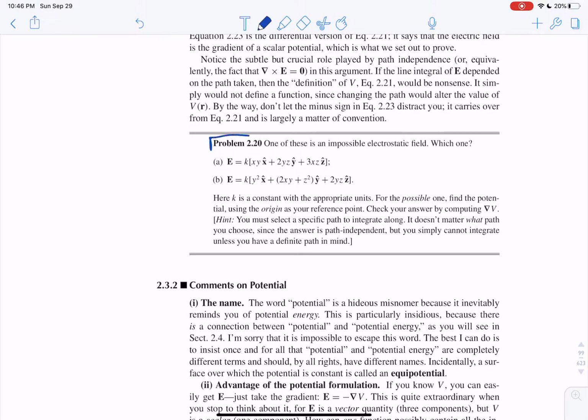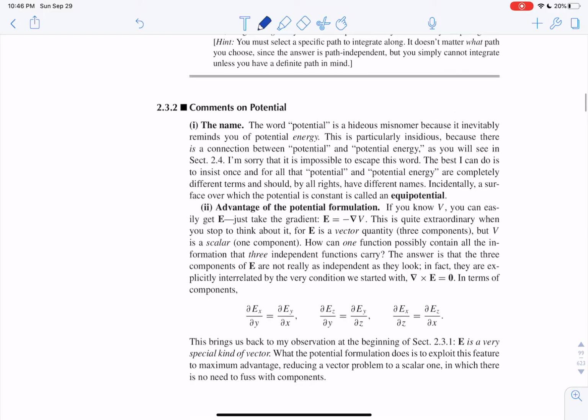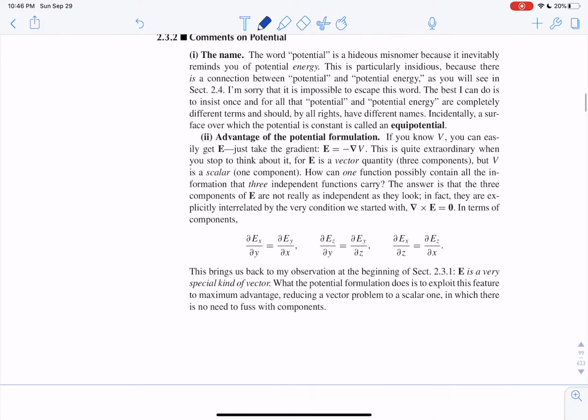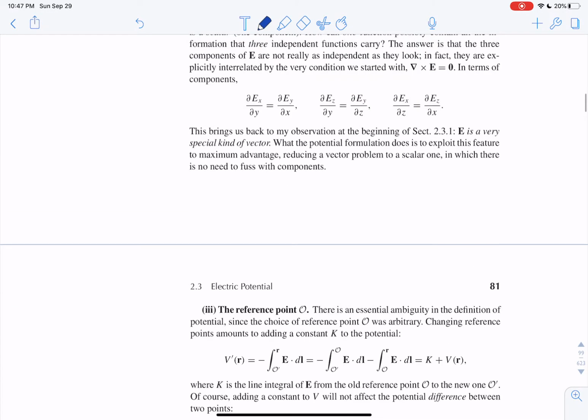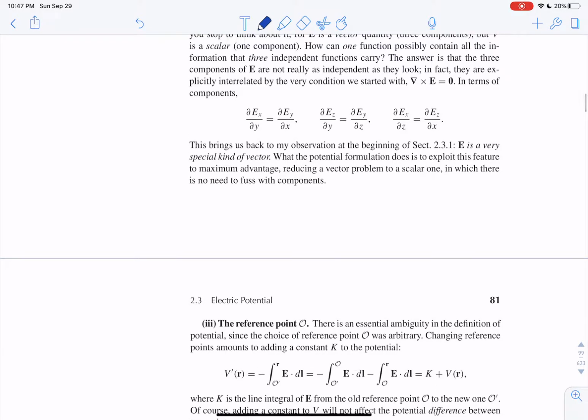Then problem 2.2, you're going to have to do this one. It says one of these is an impossible electrostatic field. So just do del cross E on each of these. Whichever one is not 0 is not an electric field. The electric field is a special thing. Since del cross E is 0, the electric field is a special kind of vector. That's what makes the electric field the electric field. It's pretty cool because you can turn a vector problem into a scalar one, in which there's no need to fuss with any of the components.